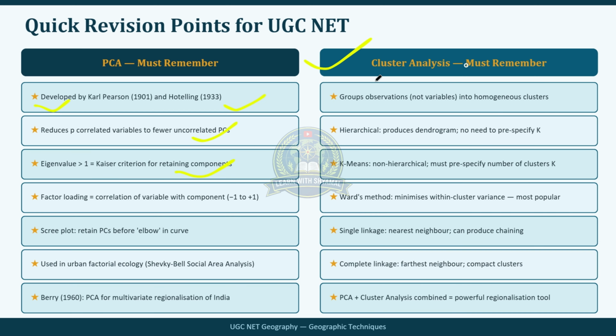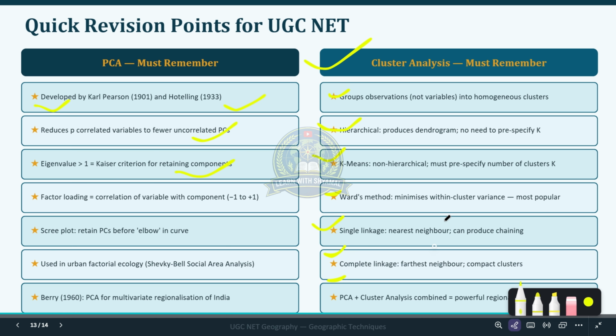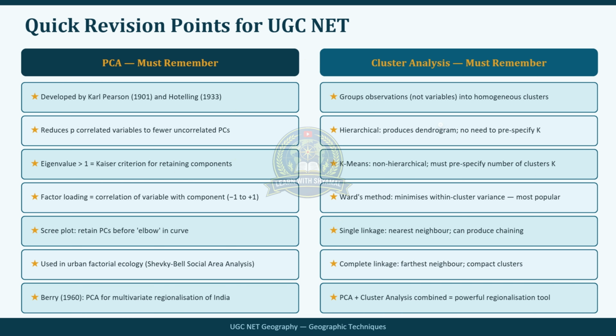Cluster analysis, must remember: it groups observations, not variables, into homogeneous clusters. Hierarchical produces a dendrogram, with no need to pre-specify the K value. K-means is non-hierarchical and must have a pre-specified number of clusters K. Ward's method minimizes within-cluster variance and is the most popular. Single linkage is nearest neighbor and can produce chaining. Complete linkage is farthest neighbor, giving compact clusters. PCA plus cluster analysis is a powerful combination for regionalization methods.